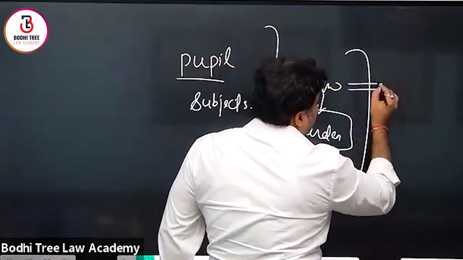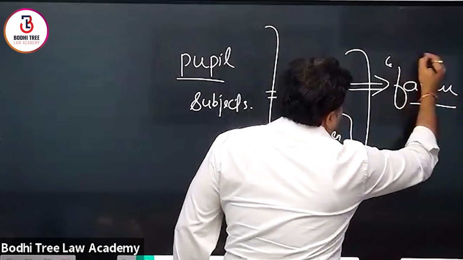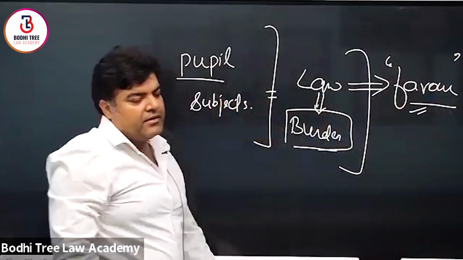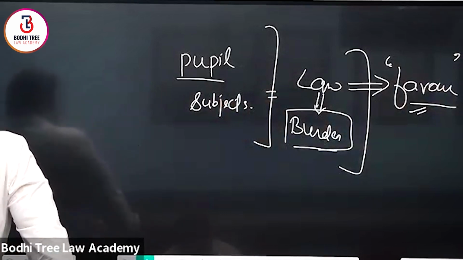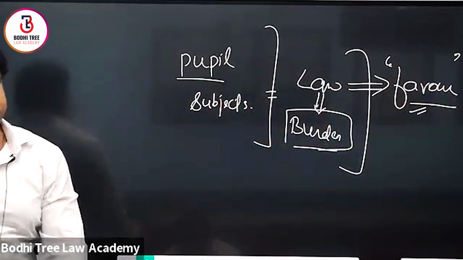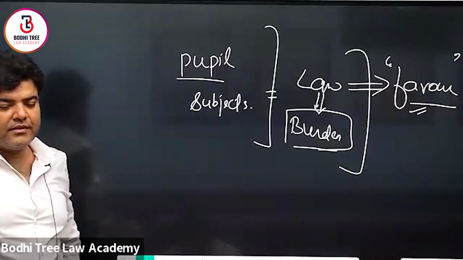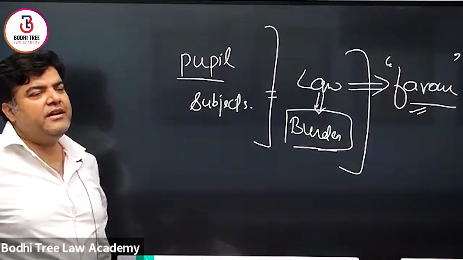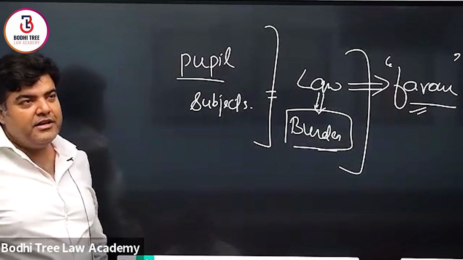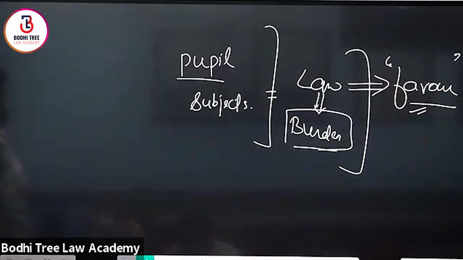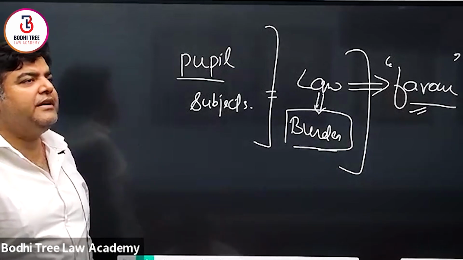Similarly, a law imposes equal favor on all the people. So law imposes favor as well as burden. In case there is an encroachment, law imposes favor. Equality is imposed as a favor as well as a burden.